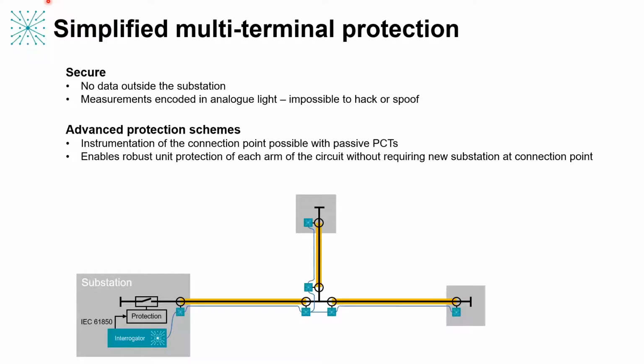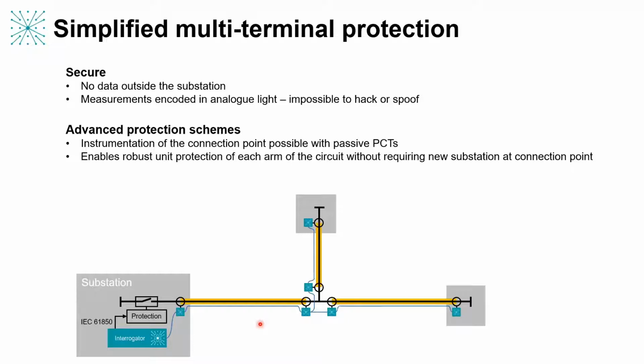Because of the simplicity of the installation and the scalability of the scheme, it's possible to deploy more advanced protection schemes. So you can see now what I've shown here is that we can instrument the T connection like this. Normally, if you were to instrument the connection point, that would necessitate building a substation at that position to provide the auxiliary power, the GPS receivers, all that supporting infrastructure that's conventionally required.